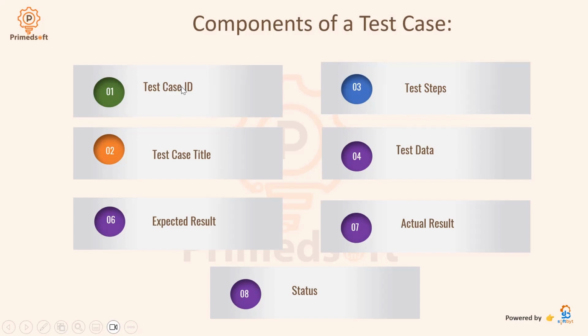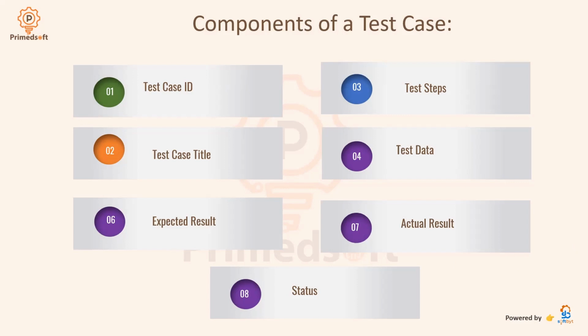So we have done test case ID, we have done test case title, we have done test step. The next one is test data. Test data. What does this mean, right? So test data is the specific input data or conditions required to execute a test. So let's go to the expected condition. So that is the next component your test case should have. The next component your test case should have is expected result.